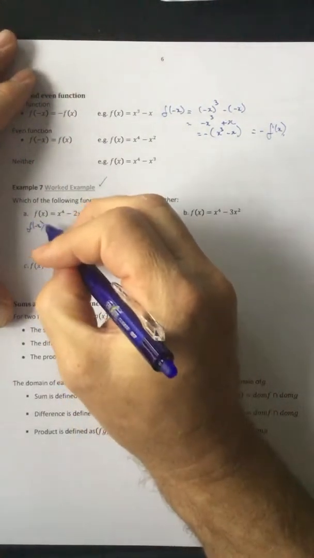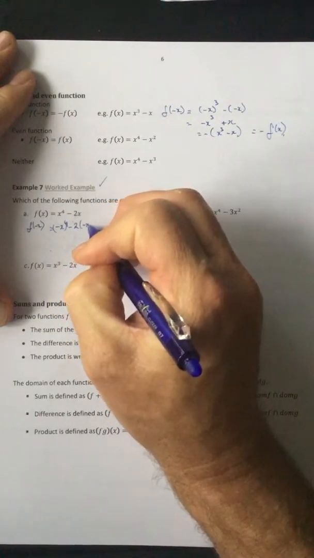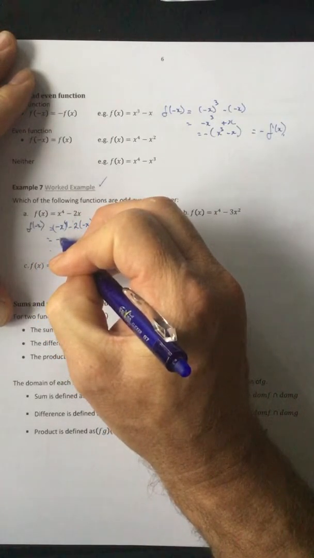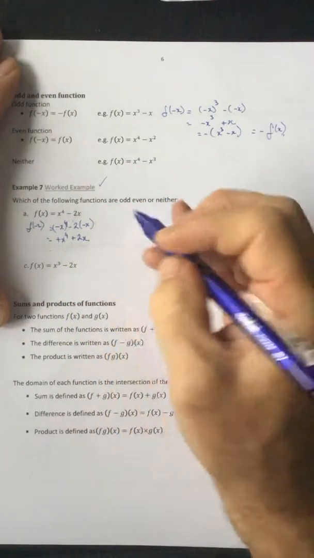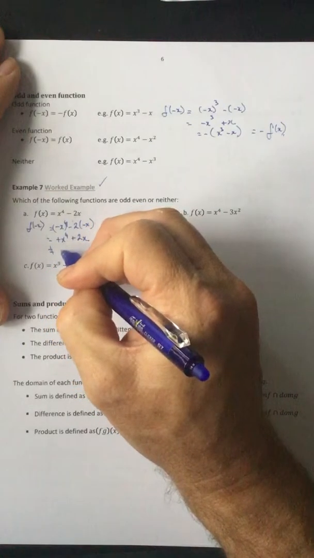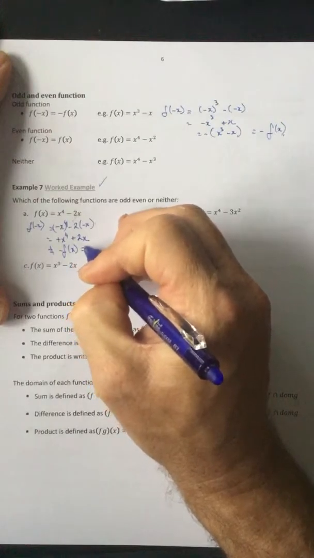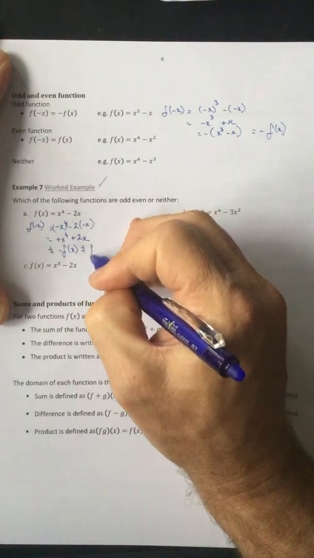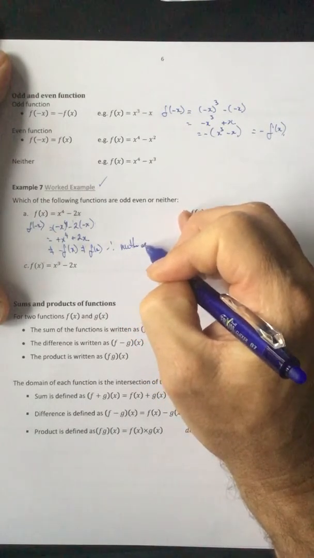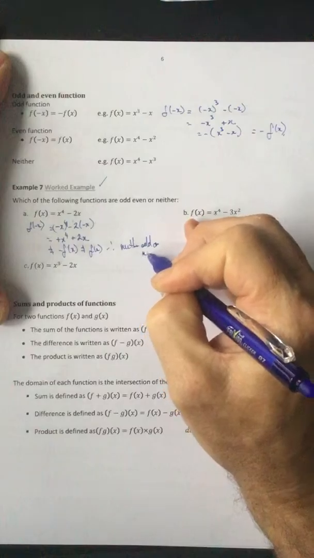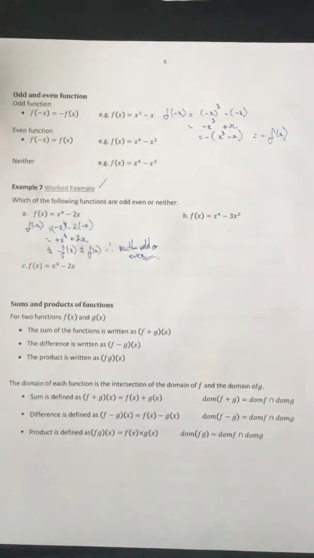So again, if we pick f of minus x, it is equal to negative x to the power of 4 minus 2 times negative x, which is equal to positive x to the 4 plus 2x, which is neither one of them really. It's not minus f of x or f of x itself. Therefore, it's neither odd nor even. Okay, so if it doesn't fit either one, well then it's neither.